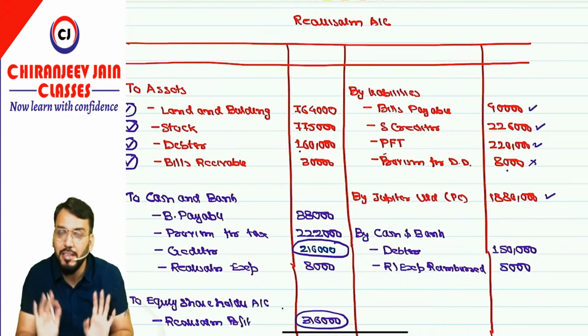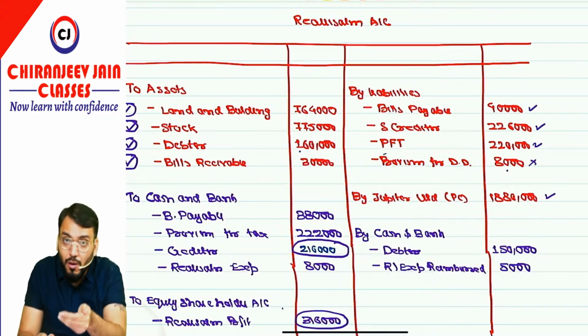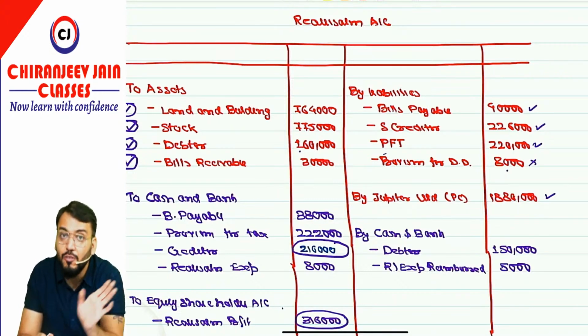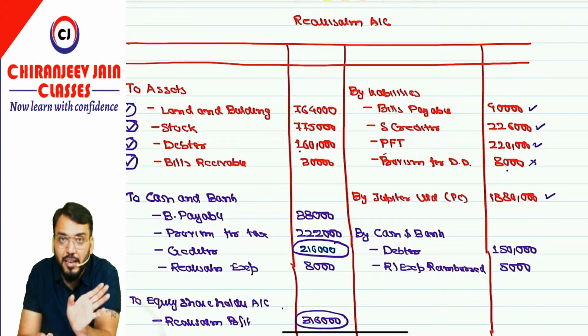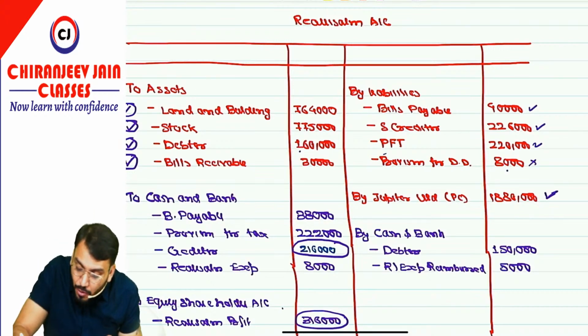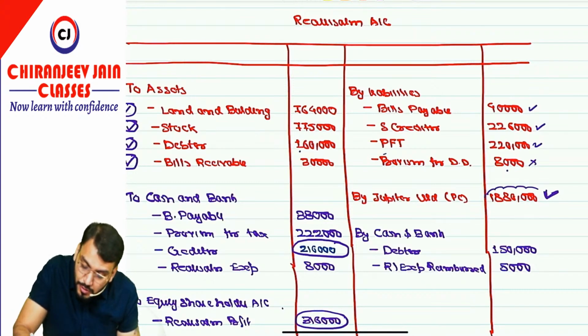Understood. Step number 1 completed. Now what is step number 2? We will make PC due from transferee company. So what journal entry will we do? Transferee company account debit to realization account. Transferee company to realization account means Jupiter Limited to realization account. This will be done by Jupiter Limited with the amount of PC.